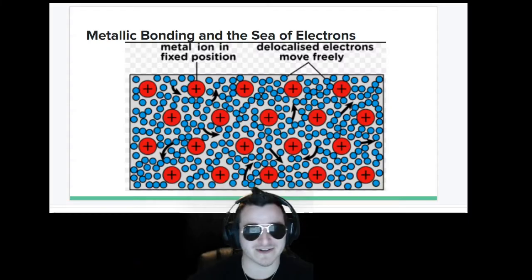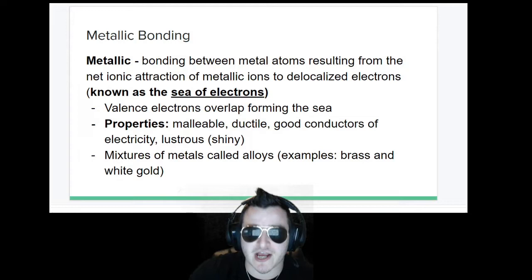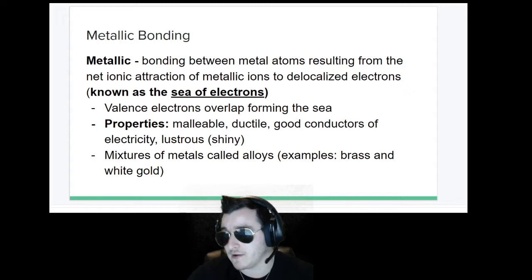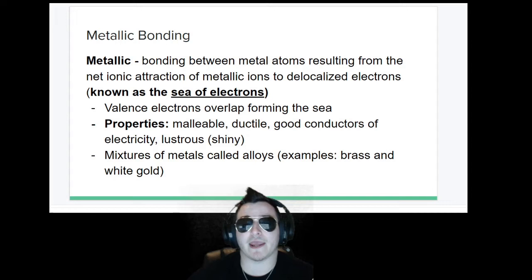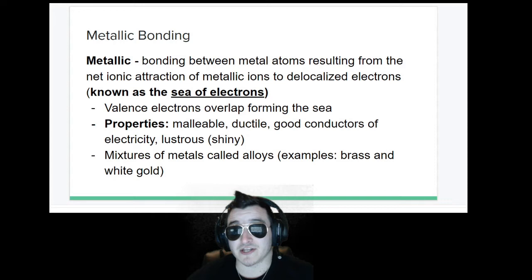How beautiful is that? Along with the sea of electrons, what this does is it allows these metals to be very malleable and ductile. And if you remember what those terms are, malleable is the property of being able to be hammered into flat sheets. And ductility is the ability to be stretched so thin that you become a wire. And then on top of that, with all of these electrons flowing around, they're very good conductors of electricity. And then, of course, as we know, with the metals involved in our jewelry and other substances, metals are very, very shiny.